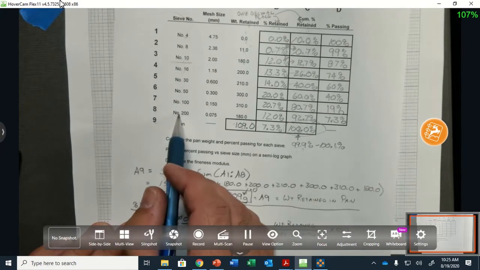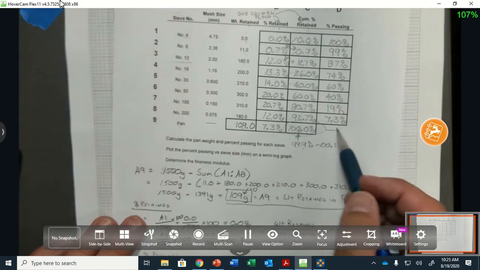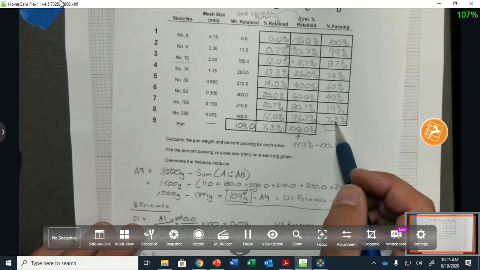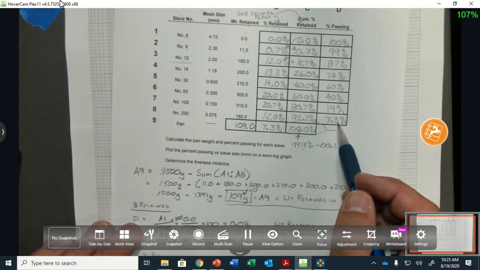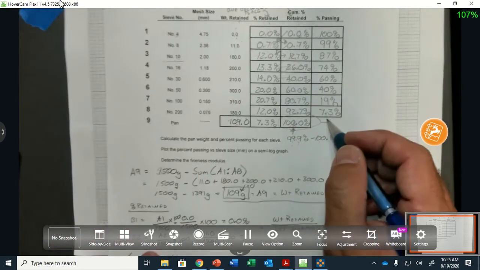7.3% of my sample passes the number 200 sieve. So 7.3% of that entire sample has fines in it. There's silt and clay in 7.3% of the sample.